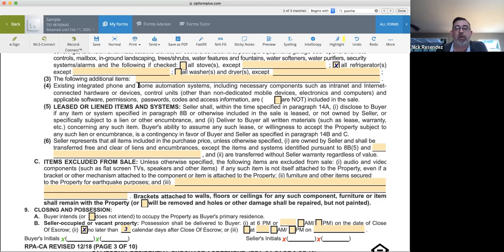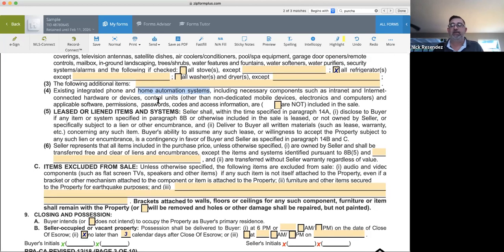This is another big one, right? Is a Ring doorbell considered attached to the property? Well, home automation, security, those are all listed here. So I would say yes, right? Internet connected hardware devices.